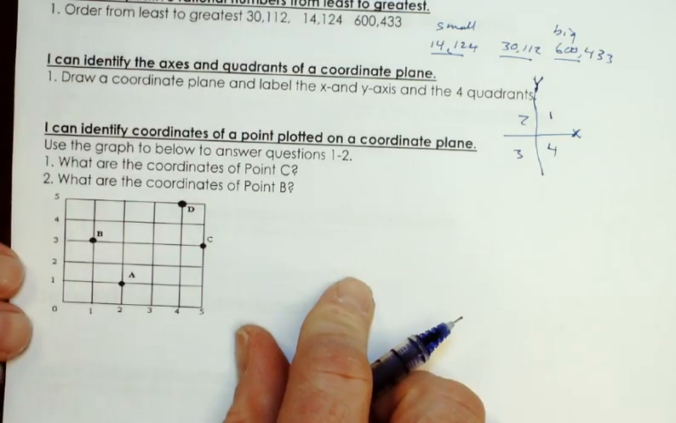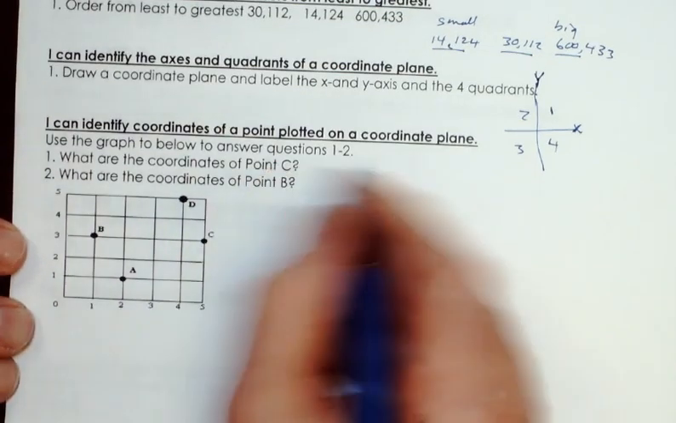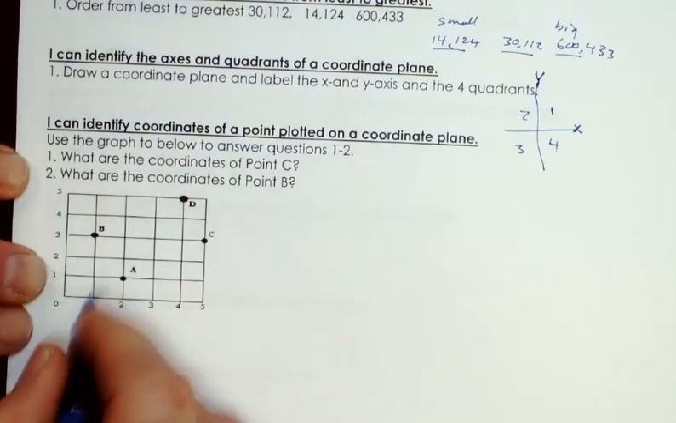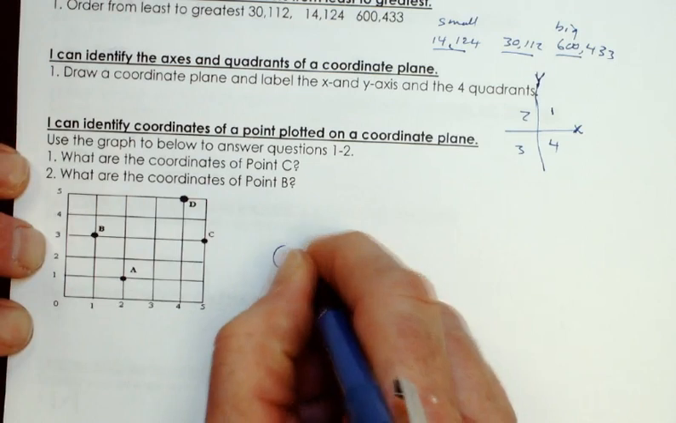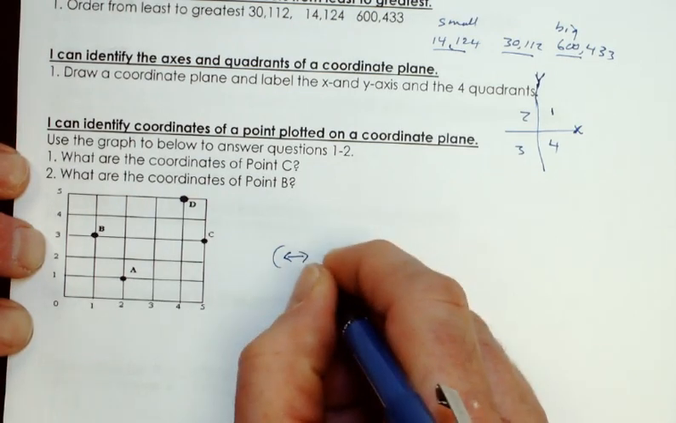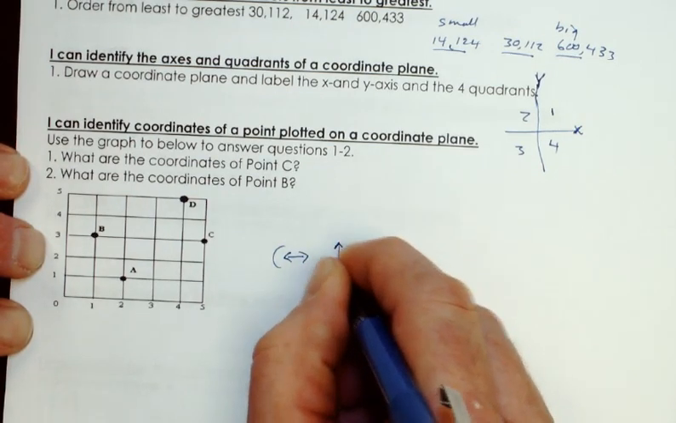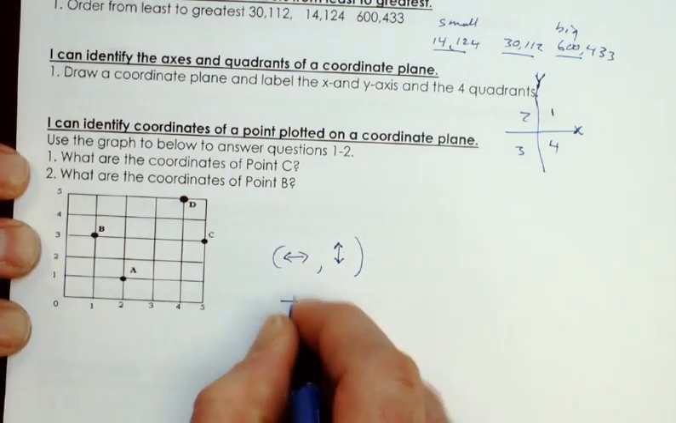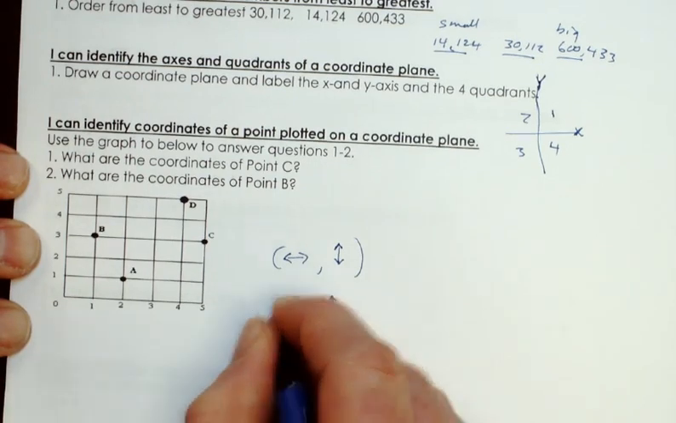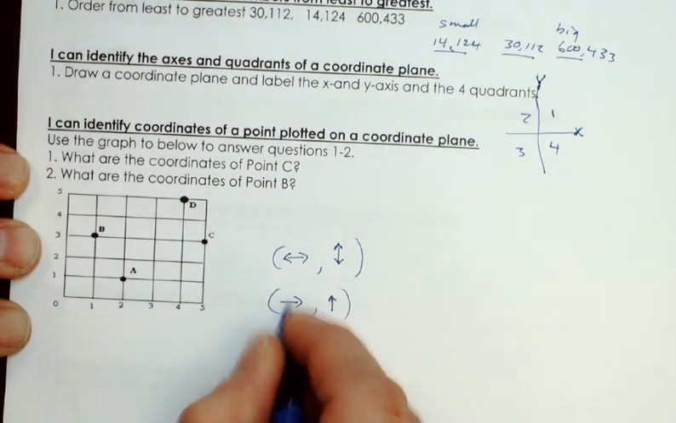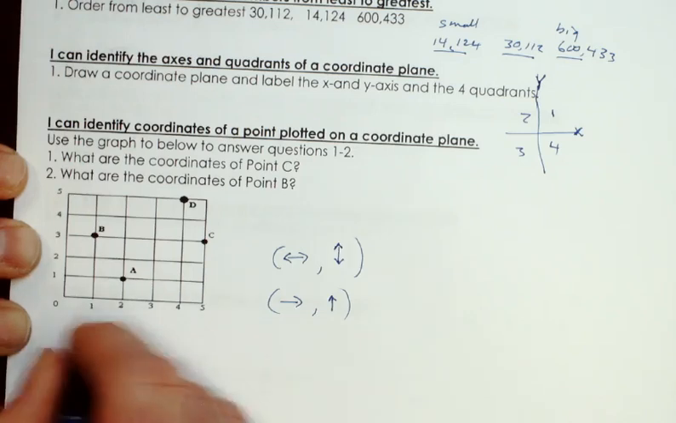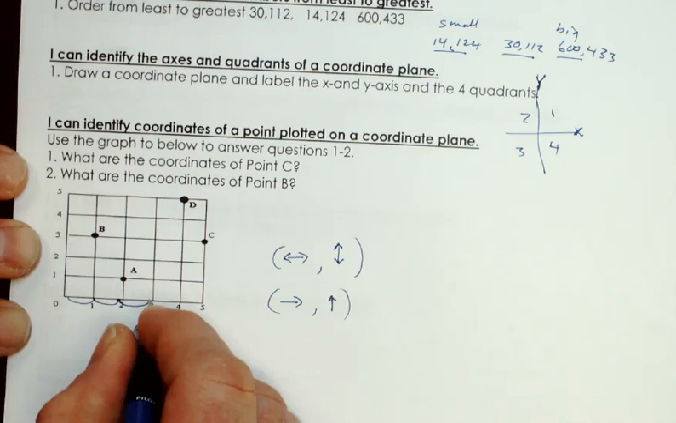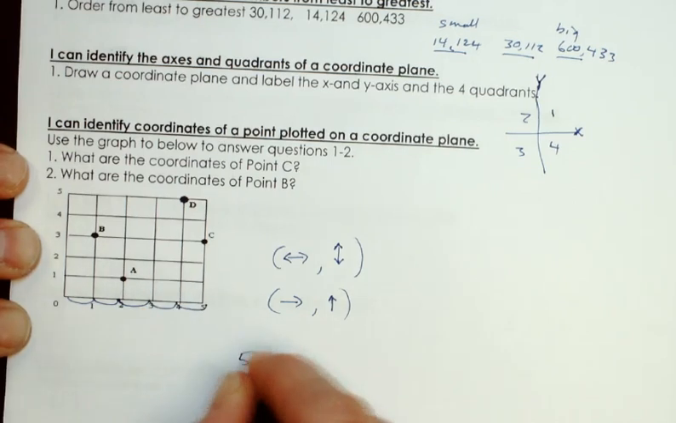Not very funny. I can identify coordinates of a point plotted on a coordinate plane. Okay, we can do this. What are the coordinates of point C? So point C, well, we have to go either over or back, and then we're going to go up or down. In the case of this, we only have positive things, so basically we're just going to go over first, and then we're going to go up. Because in 6th grade, we just do the positive ones. So my first coordinate, 1, 2, wait, I'm going for C, 3, 4, 5. So I go over 5 for point C.